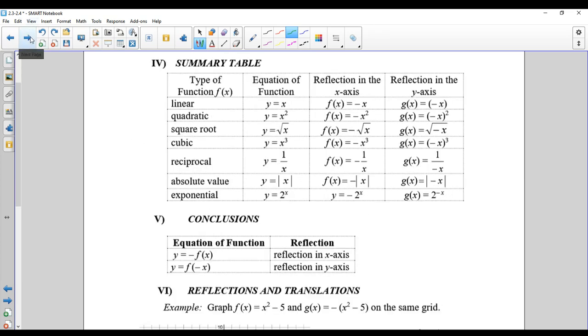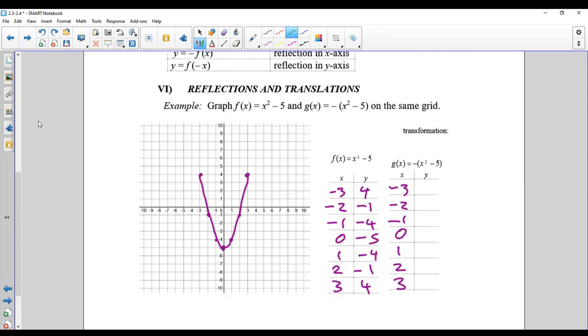So, where am I? So my 4 becomes minus 4. My minus 1 becomes positive 1. My minus 4 becomes positive 4, and so on. Minus 5 becomes positive 5. Minus 4 becomes positive 4. Minus 1 becomes positive 1. And 4 becomes minus 4. All my x values are going to stay the same if I'm reflecting across the x. All my y values change sign. So what was negative becomes positive.